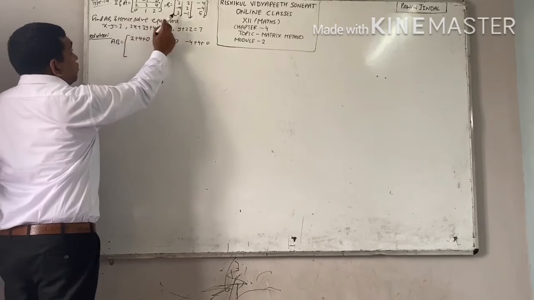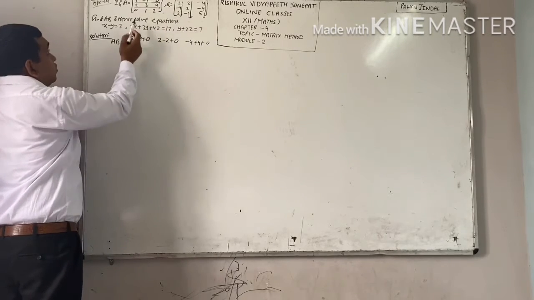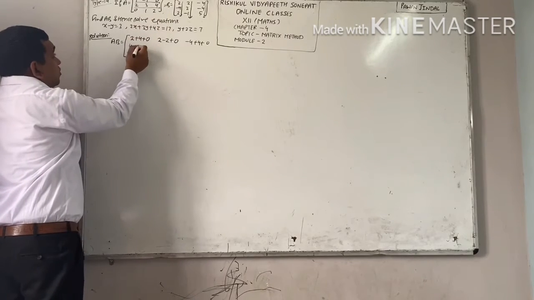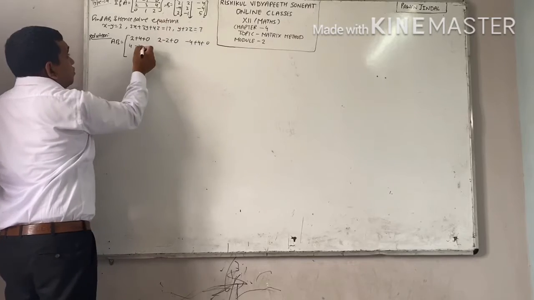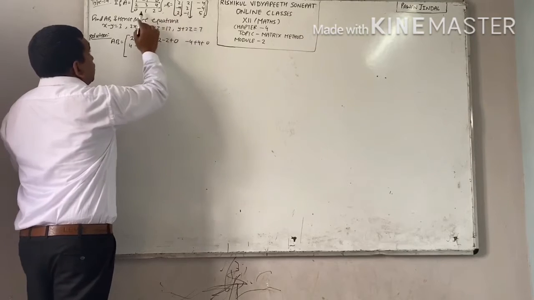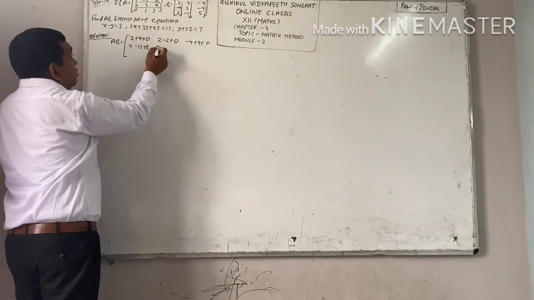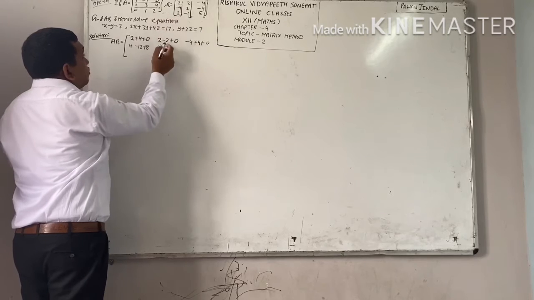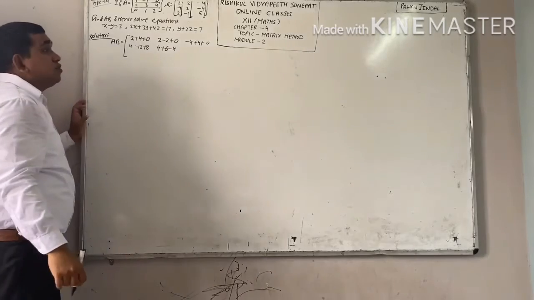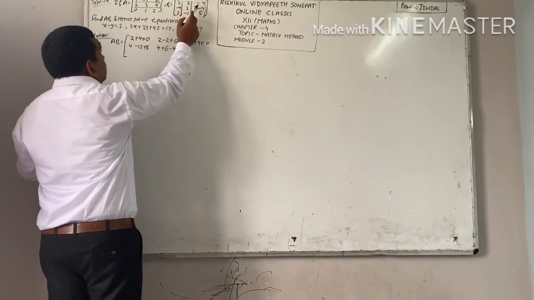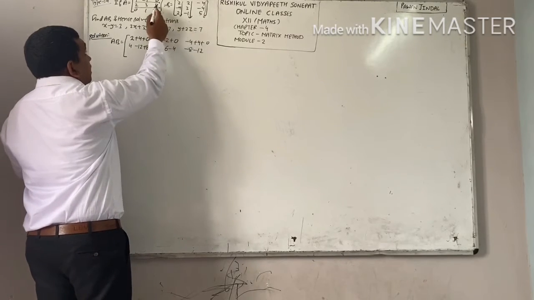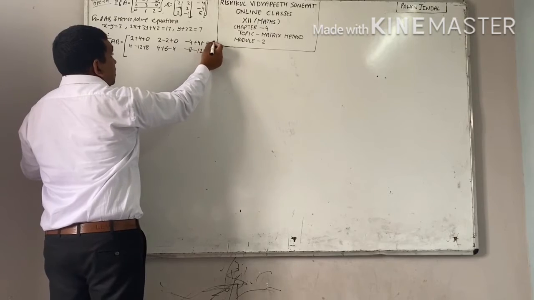Now multiply second row with first column, second column, and then third column. See, this is 4. Next 3 into minus 4, minus 12. 4 into 2, 8. Right? Now multiply second row with second column. 2 into 2, 4. 3 into 2, 6. 4 into minus 1, minus 4. Now with third column. 2 into minus 4, minus 8. 3 into minus 4, minus 12. And last entry, 4 into 5, 20.